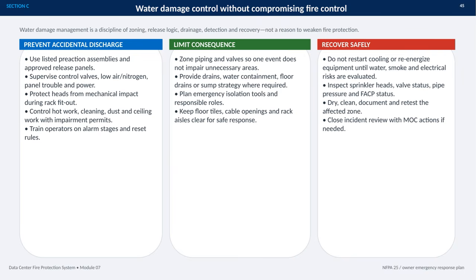clear. Finally, recover safely. Do not restart cooling or re-energize equipment until water, smoke, and electrical risks are evaluated. Inspect the affected systems, then dry, clean, document, and retest the zone. Close the incident review with management of change actions when needed, following NFPA 25 and the owner's emergency response plan.